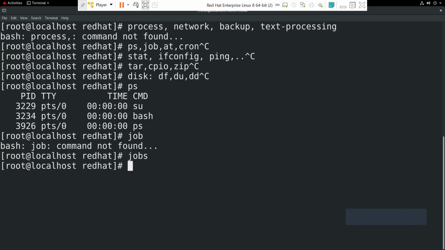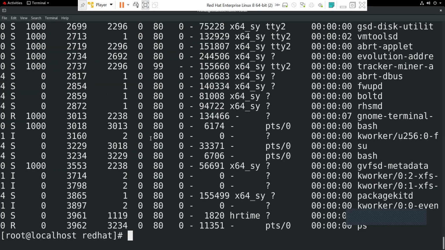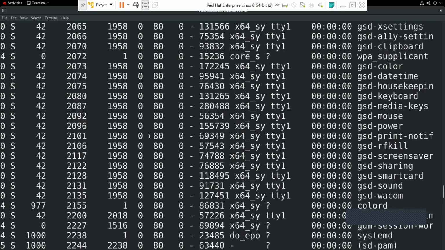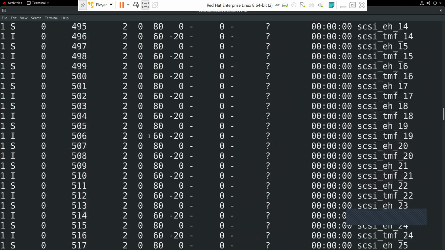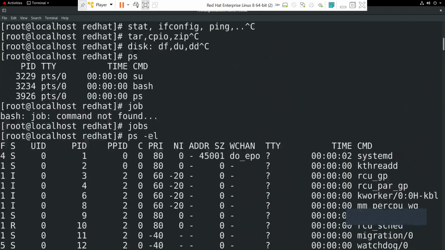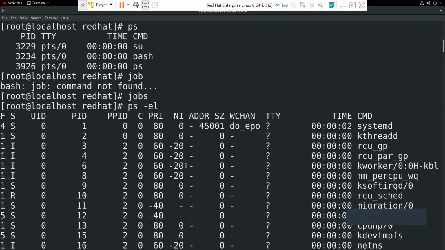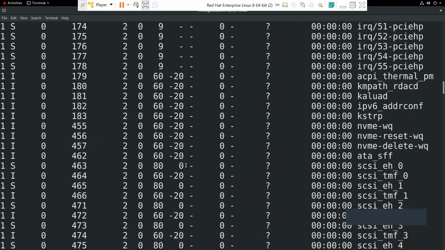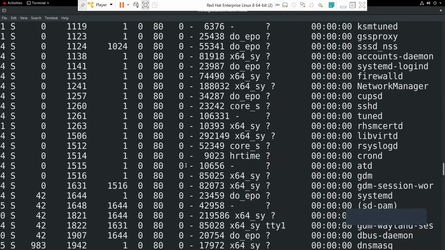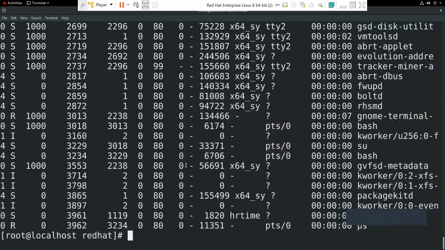Next, system processes also we have: ps -el. You can see what system processes are running. Processes means the services which are running will be shown, will be listed out. ps -el. Okay, so these are the minimum things about the process.